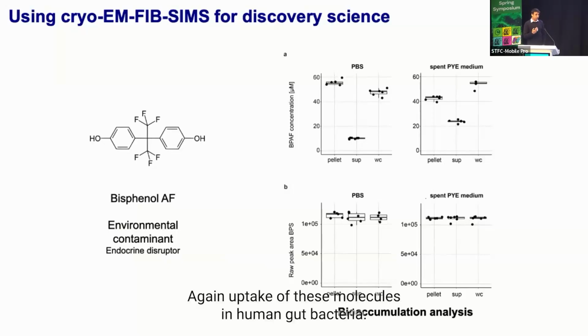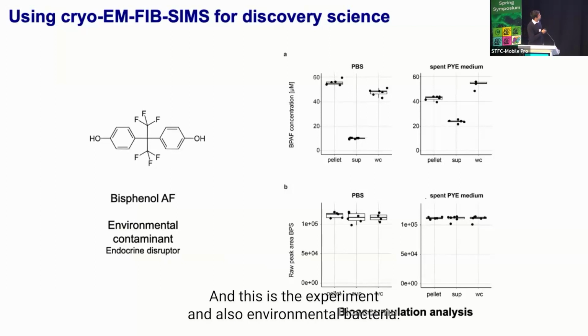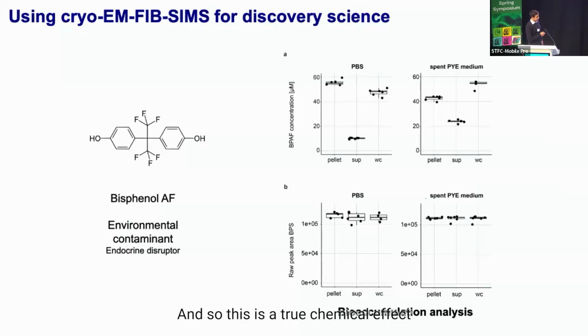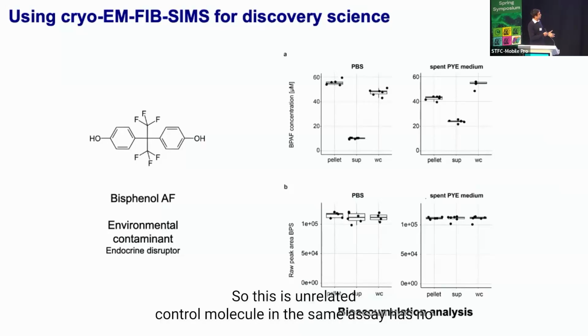Our collaborators, Kiran Patel's lab, were studying, again, uptake of these molecules in human gut bacteria, and also environmental bacteria. And this is a bioaccumulation analysis. So you expose this pollutant to environmental bacteria, and then you can see accumulation of this molecule in the bacteria. It's not found in the supernatant, under different conditions, either in media or in PBS. And this is a true chemical effect, because if you look at a control, there is no bioaccumulation. This unrelated control molecule in the same assay has no bioaccumulation observed inside these cells.